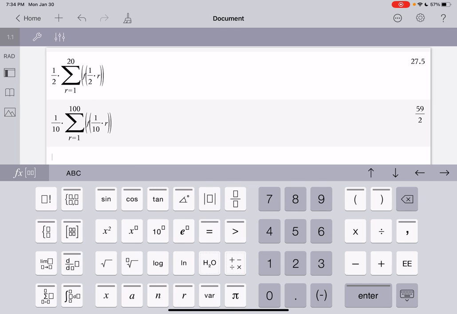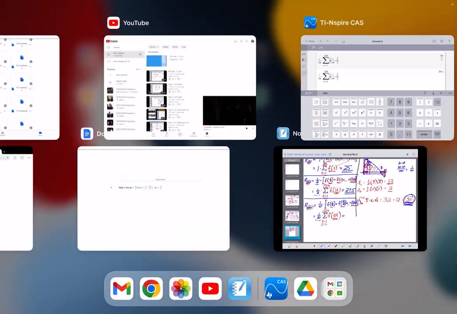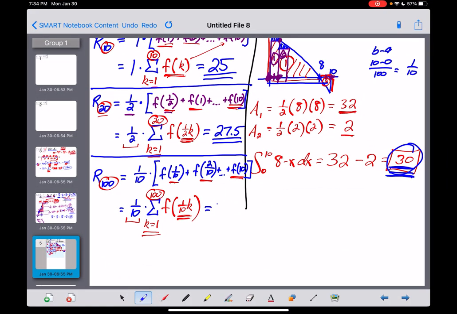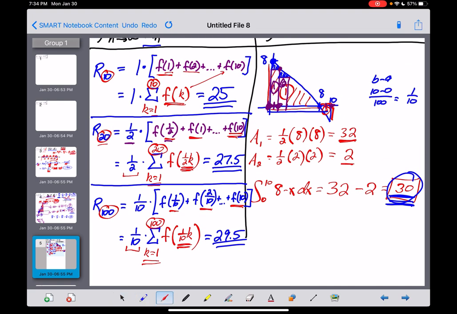59 over 2, which is going to be 29.5, if I'm not mistaken. 29.5. So where are we here, guys? What I want you to do at this point is take a look at the three answers that we've come up with here. When we did 10 rectangles, we got an answer of 25. When we got 20 rectangles, we got an answer of 27.5. And when we increased up to 100 rectangles, we got an answer of 29.5.